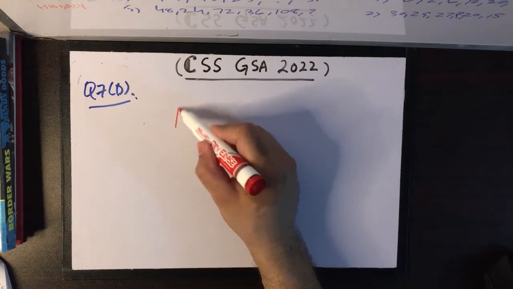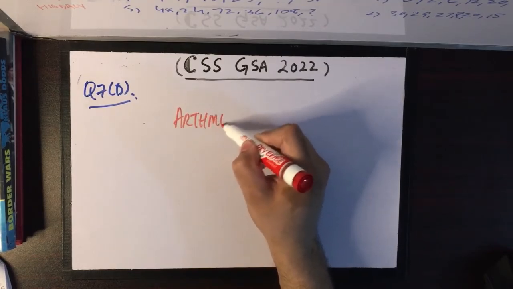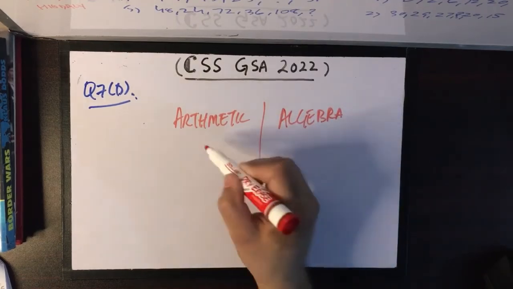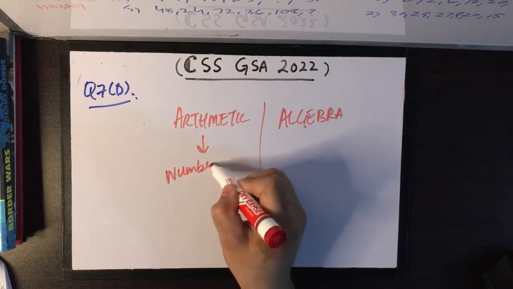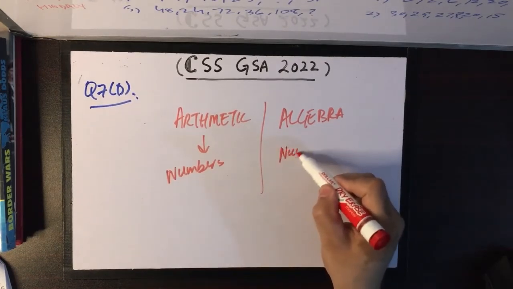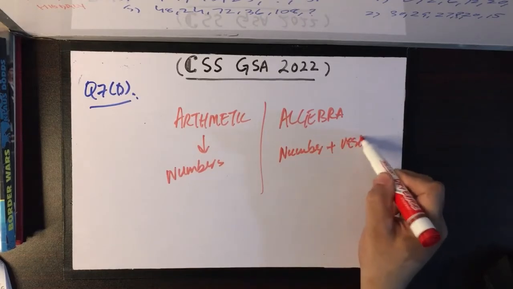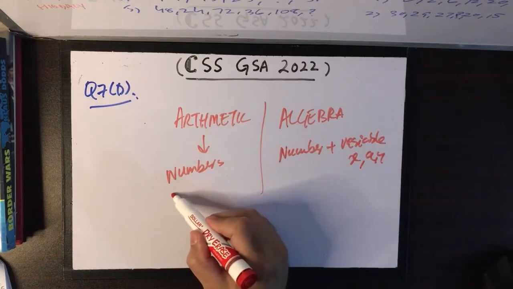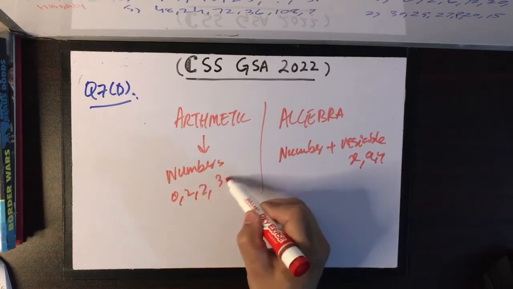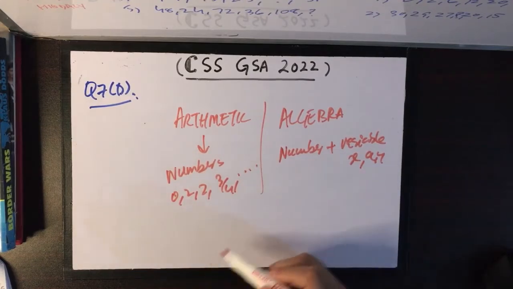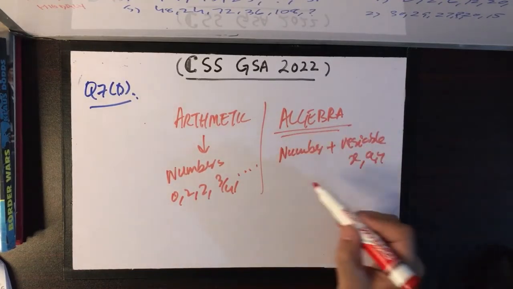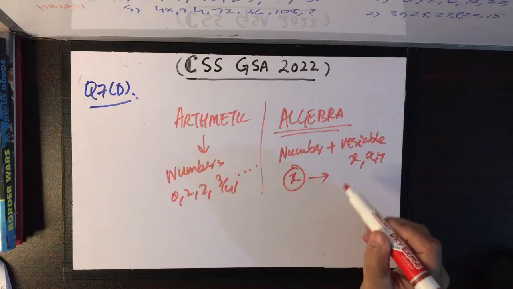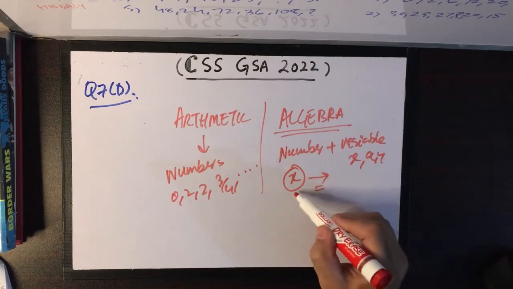arithmetic and algebra. In arithmetic we deal with numbers. In algebra we deal with numbers plus variables. Variables are your alphabets: A, X, Y. Numbers are 0, 1, 2, 3, 4, 3 divided by 4, etc. In algebra, for a missing number we assume that number to be a variable, and with calculation and simplification we find out the value of this variable.